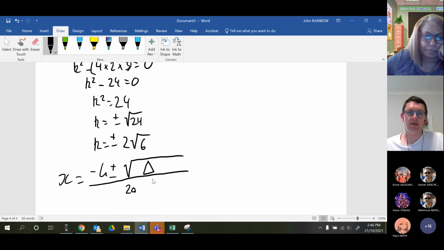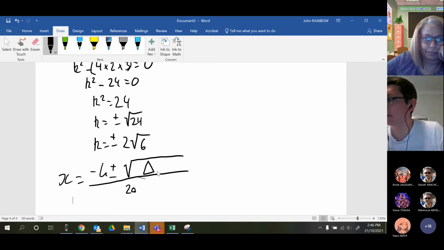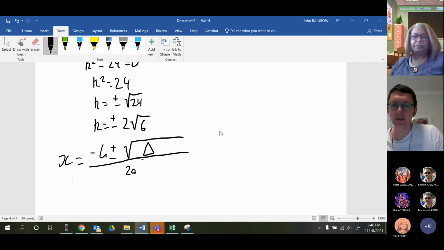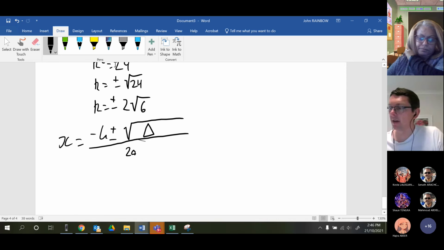So it's quite easy to use a quadratic formula. I understand the discriminant is a little bit more difficult, okay? So let's find the discriminant for this. Let's just do a really easy one.